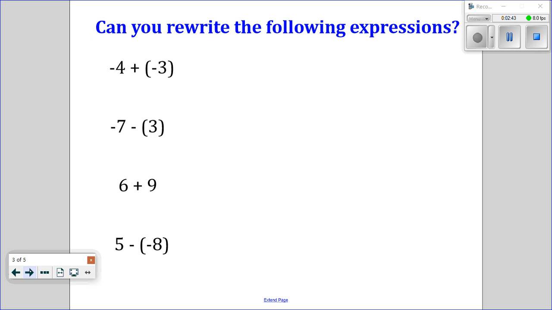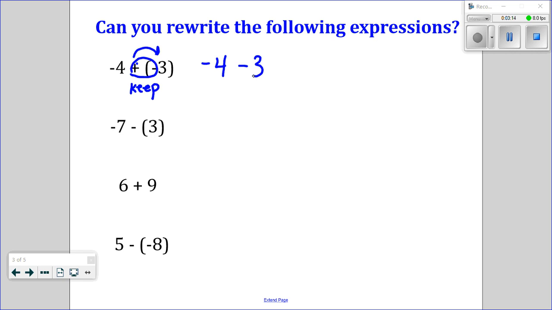Can you rewrite the following expressions? So again, you're going to ask yourself, is there a conflict? Yes or no. In the first one, we see that there are two signs next to each other, so we must resolve the conflict. The plus sign tells us to keep the sign that comes after it. So if I'm rewriting this, negative 4, keep negative 3. Now there is no longer a conflict.